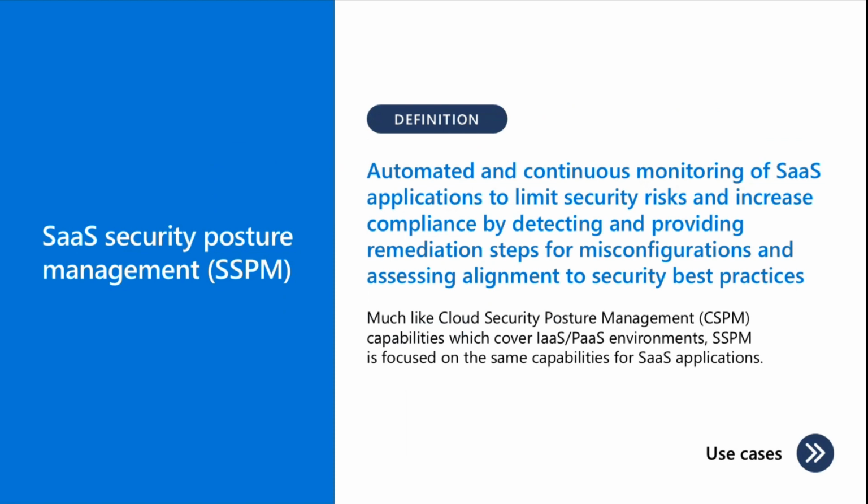So we can see the definition of SSPM on the slide. Again, that means to provide automated and continuous monitoring of SaaS applications that reduces risks and increases compliance. Much like if you have worked with Defender for Cloud, the Cloud Security Posture Management or CSPM capabilities that you have for IaaS and PaaS environments, SSPM is focused on the same type of visibility for workloads where the underlying infrastructure is actually not owned by you, because these are SaaS applications in the cloud.